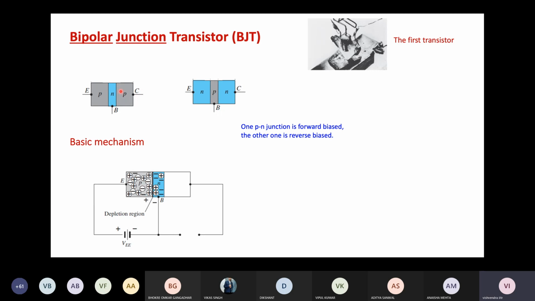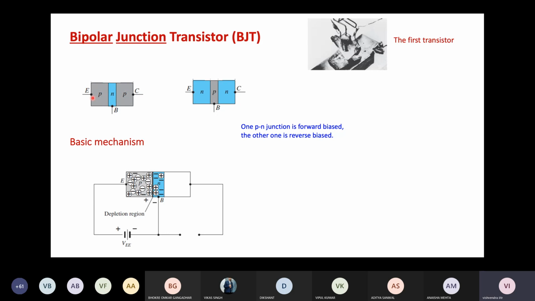And there are important differences between these three terminals. In an actual BJT, generally the doping of the emitter is more as compared to the collector, so they are not symmetric in that sense. The base region is very small and lightly doped. So the emitter is the most heavily doped, the base is the smallest and lightly doped, and the collector is large, like the emitter, but lightly doped.